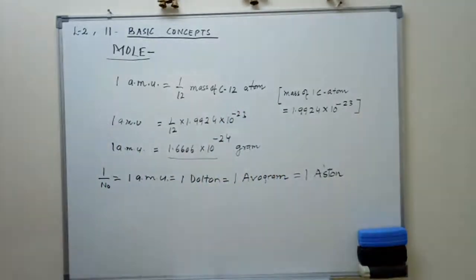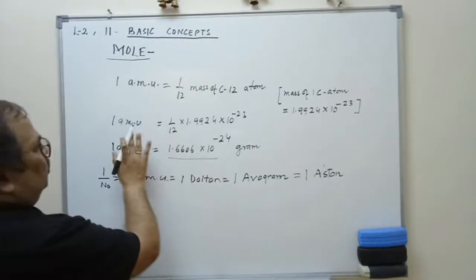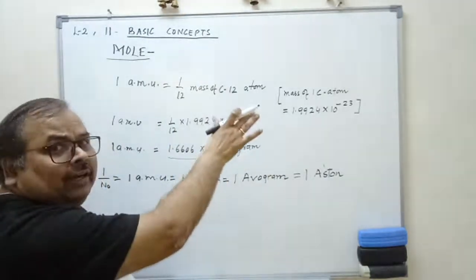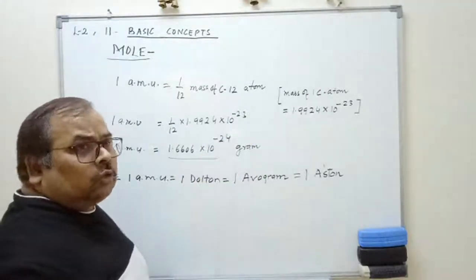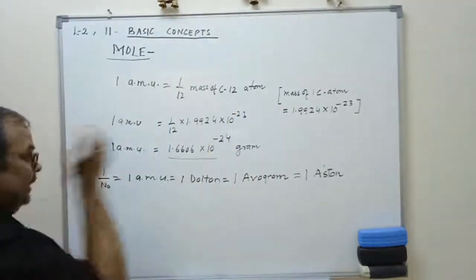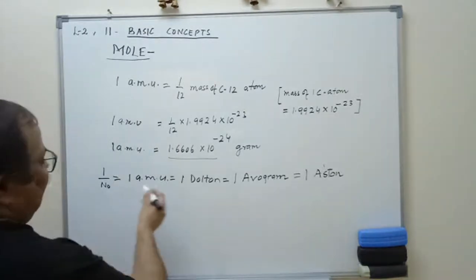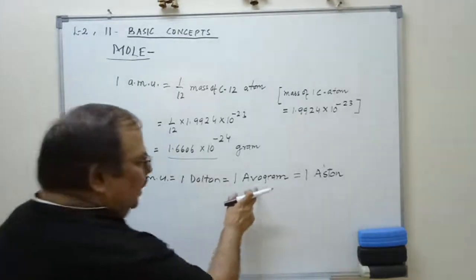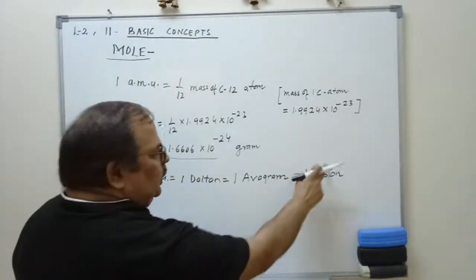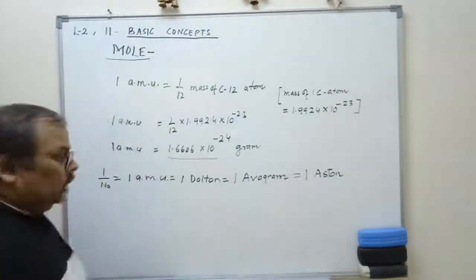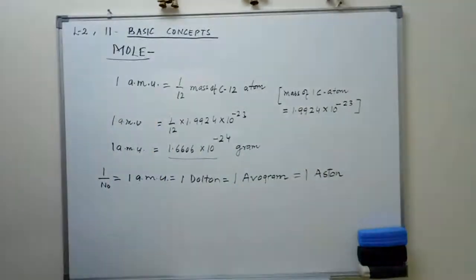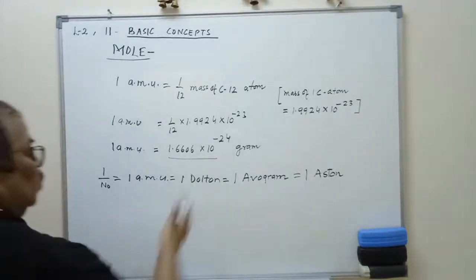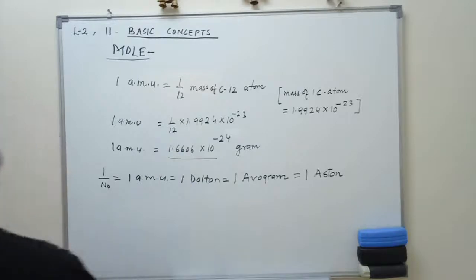Understand my point? 1 AMU is 1 upon 12 carbon atom, and this weight you very well know. What is this weight? 12.0000. We are writing for this C12. 1 upon N0, 1 AMU equal to 1 Dalton. It is known as 1 Dalton also, also termed as 1 Avogram, also termed as 1 Aston. This question was asked many times in competitions. So, this is about 1 AMU.